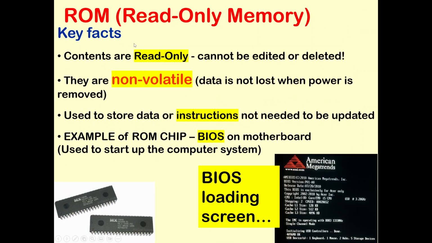ROM, read-only memory. ROM is read-only. You cannot change what's in it. You cannot edit or delete the contents. It is non-volatile. That means the data is not lost when the power is gone, when it's removed or turned off. But it's used to store instructions that do not need to be changed or updated. And a big example of that is a chip called the BIOS on the motherboard, which basically starts up the computer system. A BIOS, a special chip on the motherboard that starts up the computer. It's the very first thing that loads on your computer system.